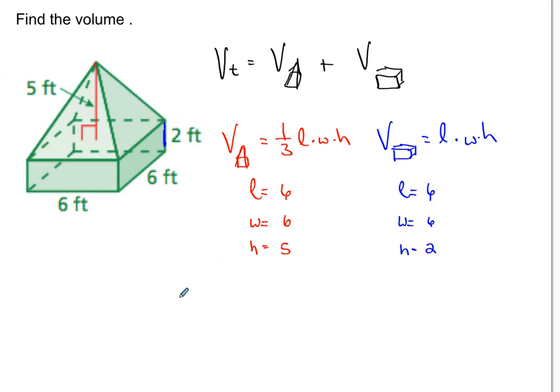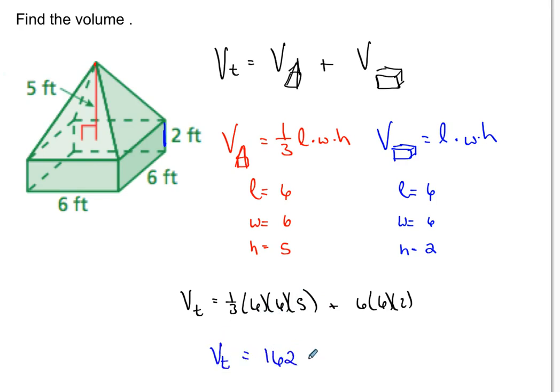Add them together and you get your total volume. So volume equals 1/3 times 6 times 6 times 5 plus 6 times 6 times 2. And if I do that math there, I get an answer of 162 feet cubed.